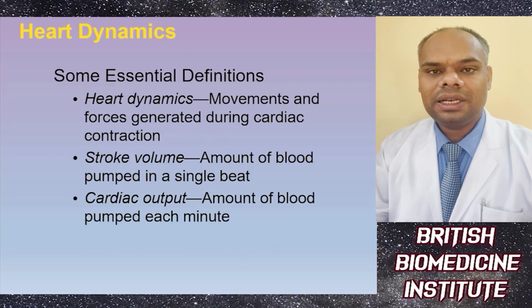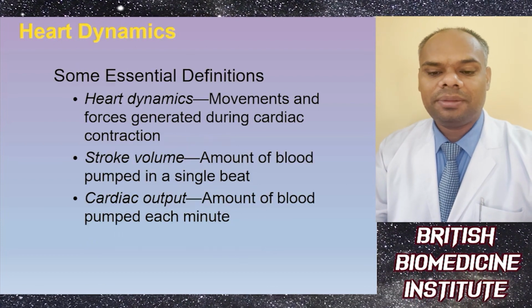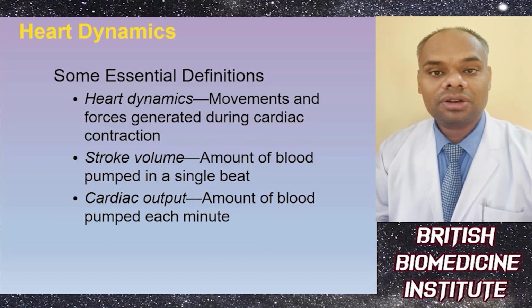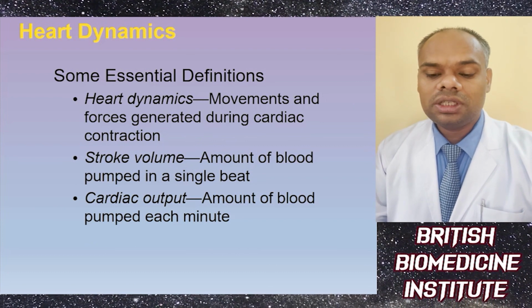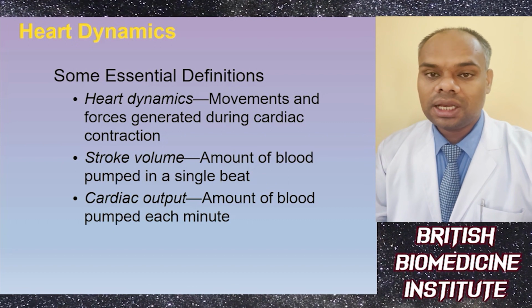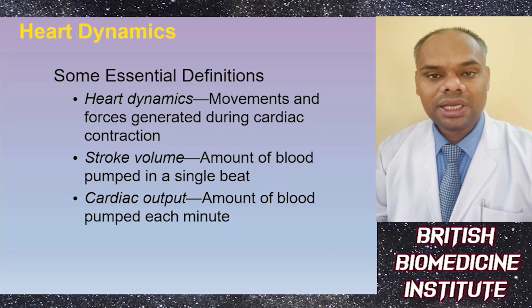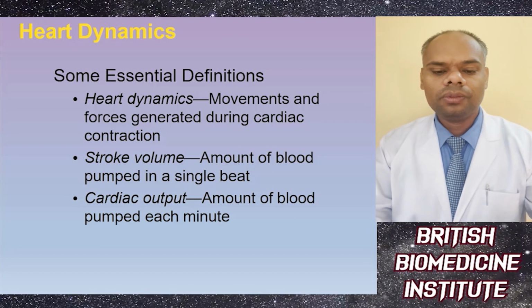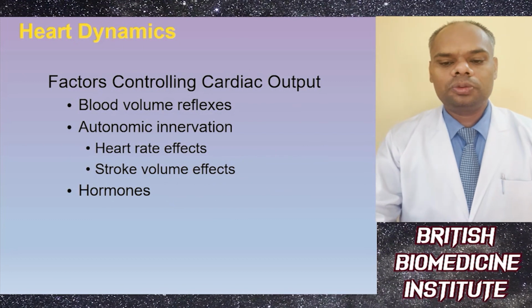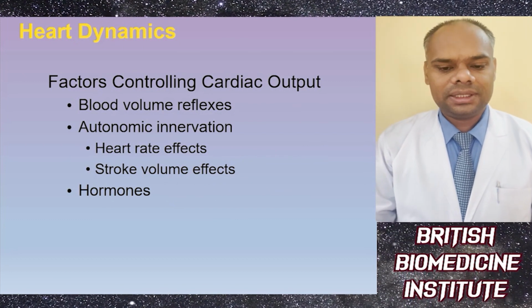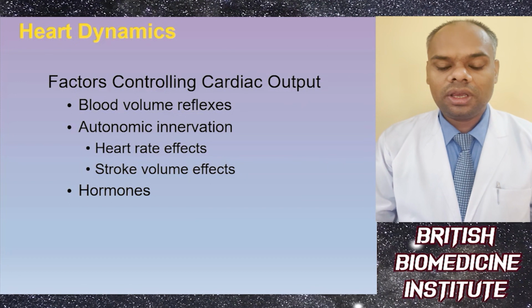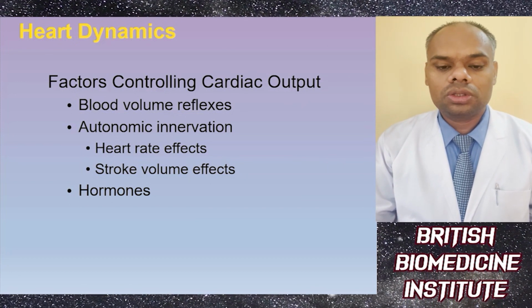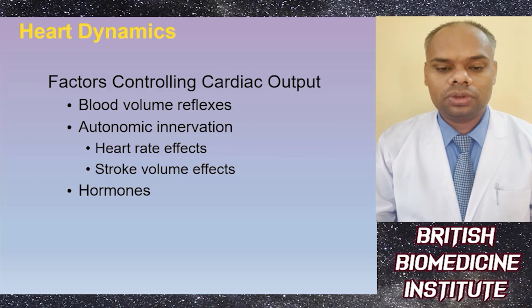Some essential definitions are: heart dynamics is the movement and the force generated during cardiac contraction. Stroke volume is the amount of blood pumped in a single beat, and cardiac output is the amount of blood pumped each minute. The factors controlling cardiac output are blood volume reflexes, autonomic innervation, where heart rate and stroke volume are affected, and hormones, which also help in controlling cardiac output.